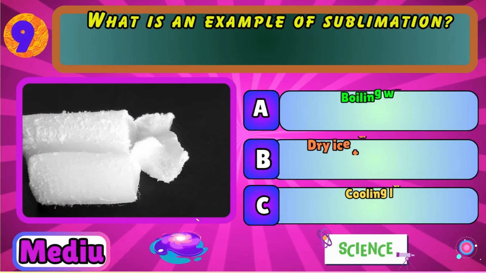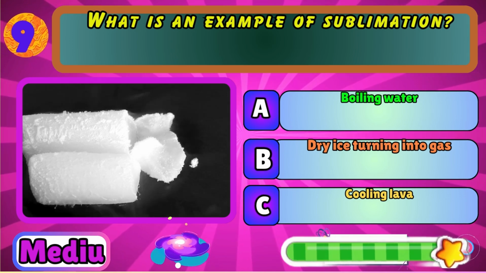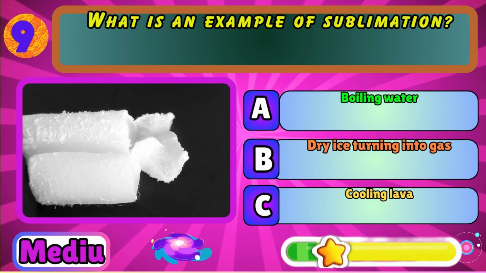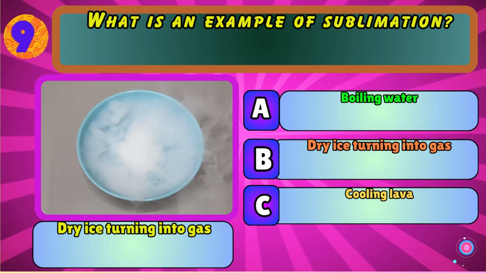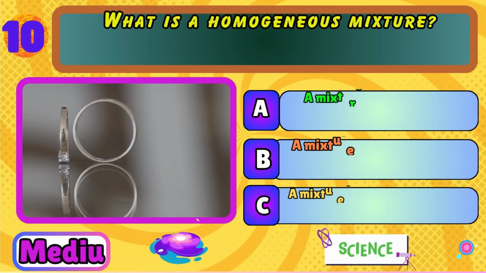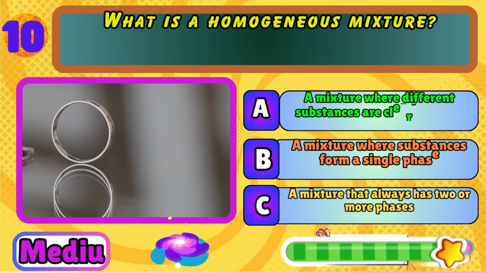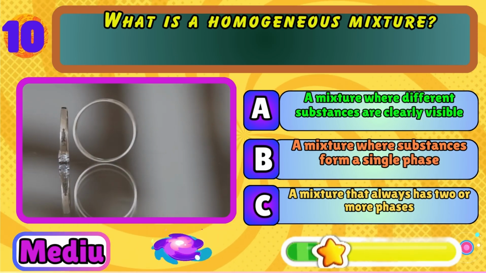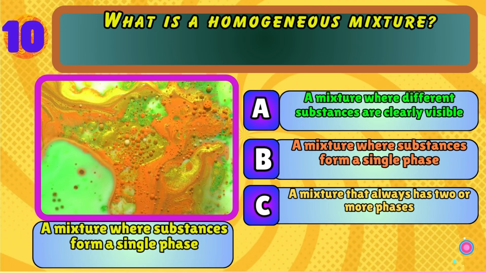What is an example of sublimation? Boiling water, dry ice turning into gas, or cooling lava? Dry ice turning into gas. What is a homogeneous mixture? A mixture where different substances are clearly visible, a mixture where substances form a single phase, or a mixture that always has two or more phases? A mixture where substances form a single phase.